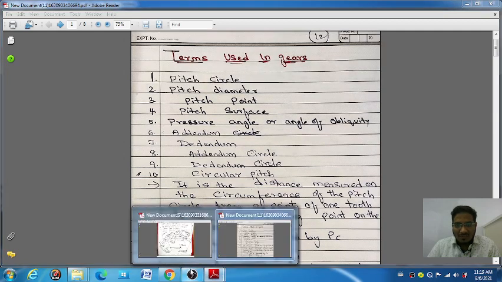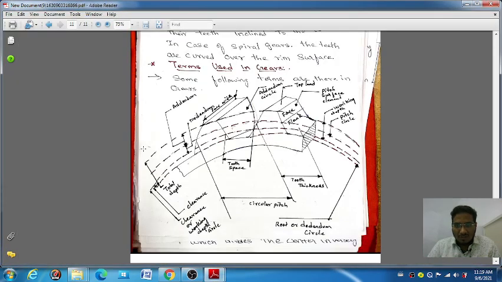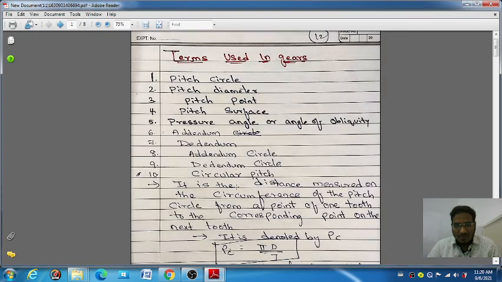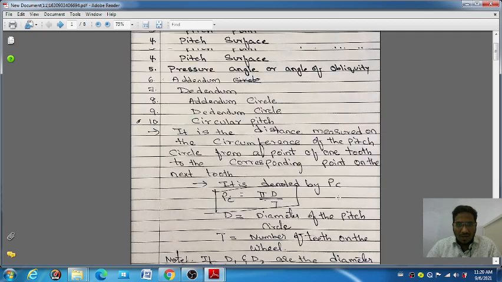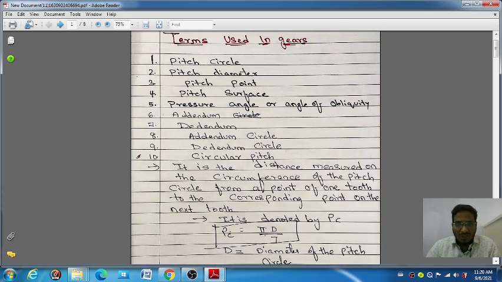In the last class we already discussed the structure and names. So now we will discuss the terms used in a gear. First is pitch circle, pitch diameter, pitch point, pitch surface, pressure angle or angle of obliquity, addendum, dedendum circle, circular pitch. So these are the 10 different terms. Another also there, total 14 terms are there.